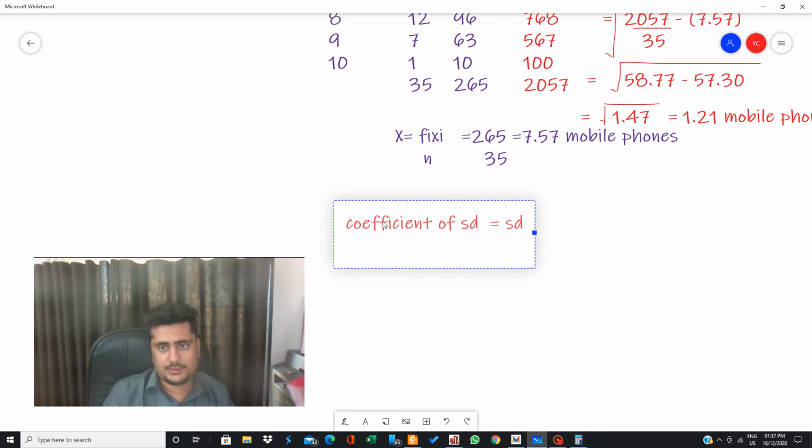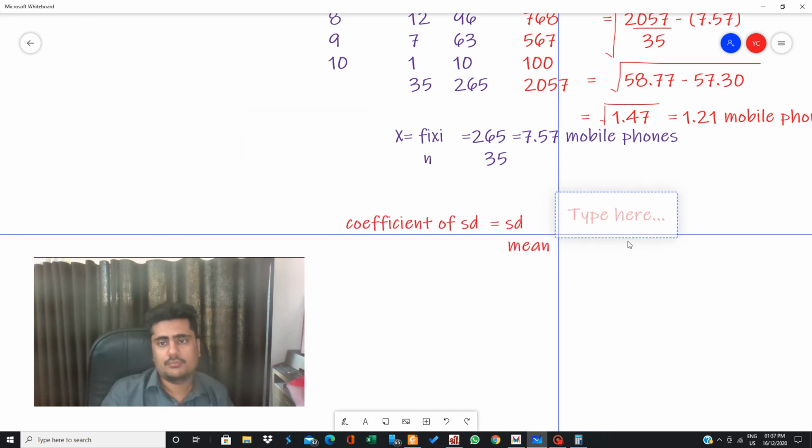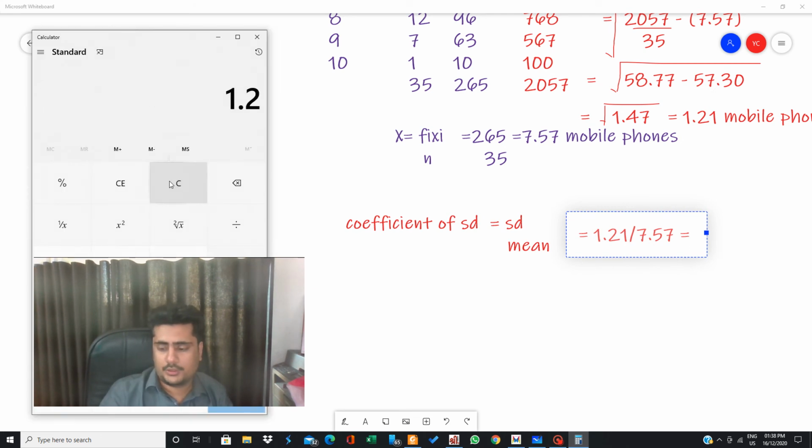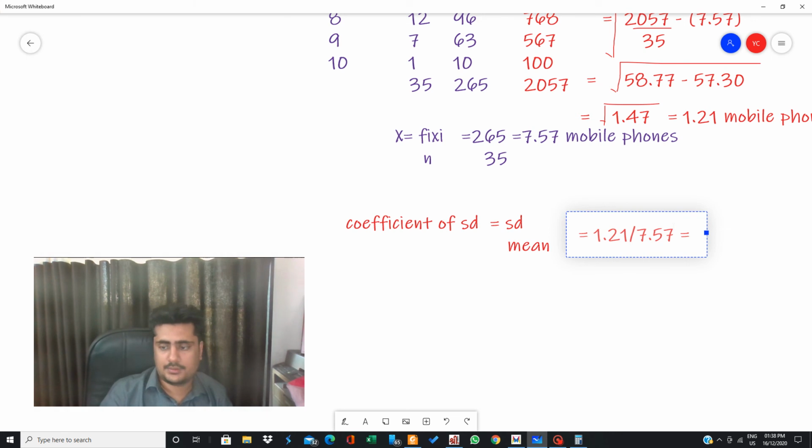Your formula is standard deviation upon mean. Now your standard deviation is 1.21 upon, what was your mean? Mean is 7.57. So this is 1.21 upon 7.57, which is 0.16. So now this is your coefficient of standard deviation.